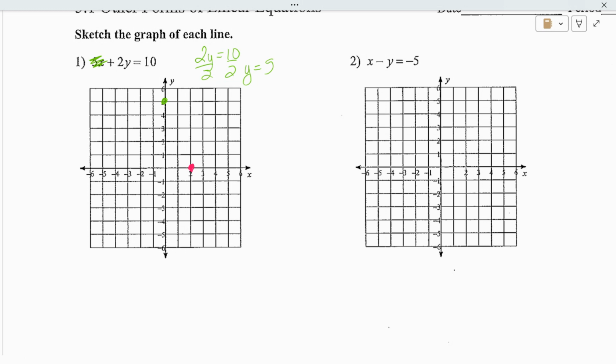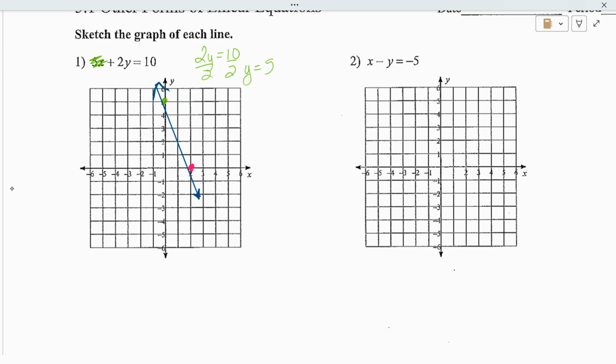So I'm going to connect these 2 points with a nice straight line. Throw some arrows on the end of it. There you go. If you didn't do your homework, you should have this out so you can get some partial credit, okay? Get it out so you can get some partial credit.